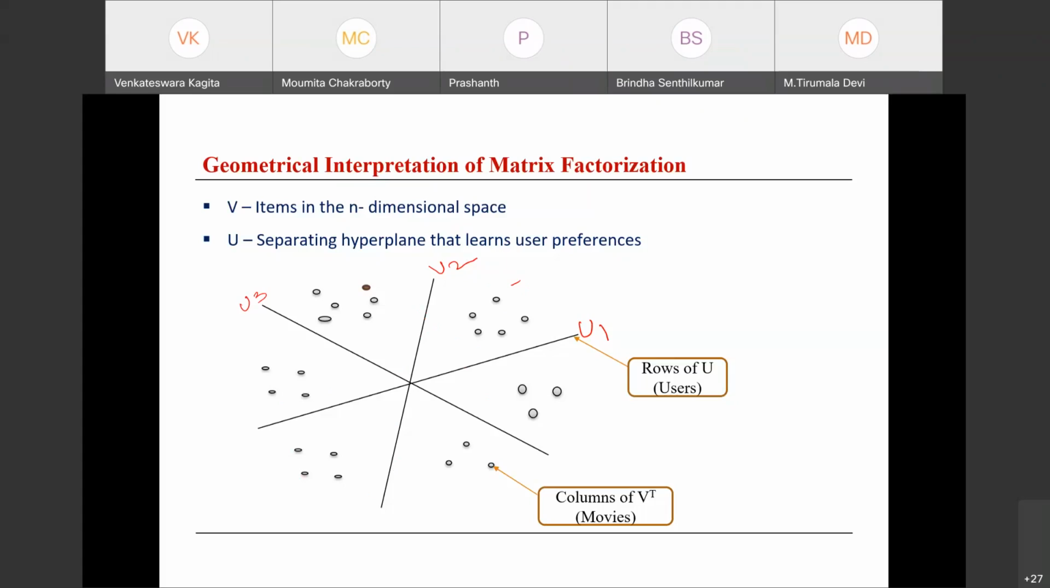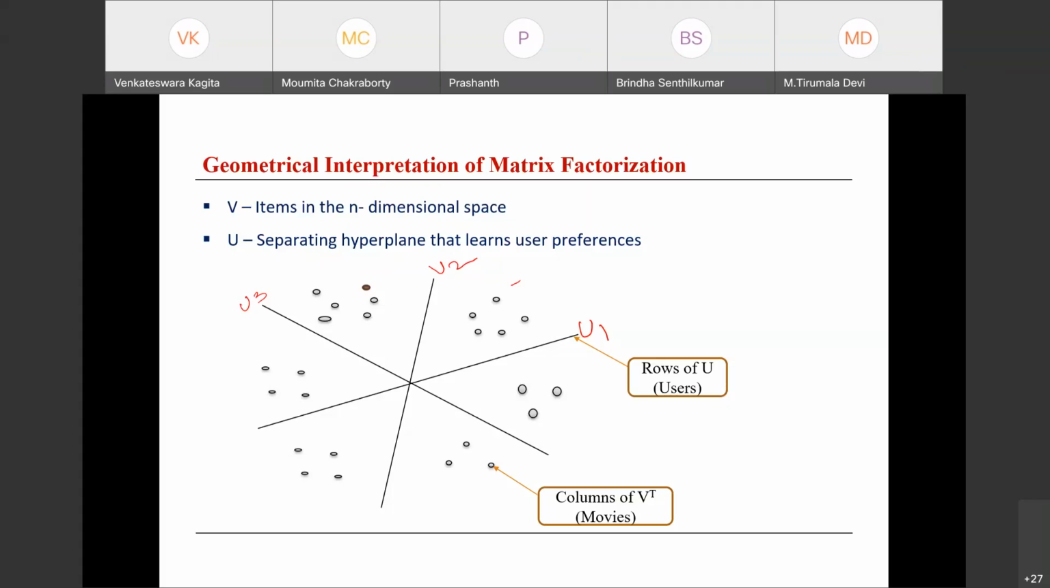According to their preferences, we learn the corresponding planes. So we represent the items in an n-dimensional space, and we represent the rows of U as the hyperplanes that separate positive preferences from the negative preferences. This is how matrix factorization gives the geometrical interpretation to U and V. Based on this geometrical interpretation, there are many methods. One of them we are going to discuss, the very first one, maximum margin matrix factorization.